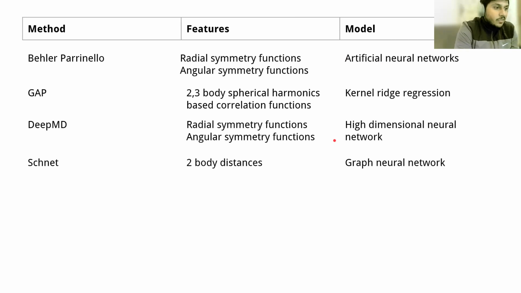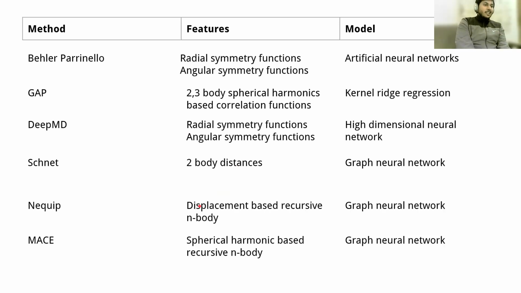SchNet, another deep learning based approach which uses a graph neural network, is only based on 2 body distances. So it's a pure 2 body descriptor. And of course, you can construct some 3 body correlation functions based on just distances. So it can span 2 body completely and 3 body partially, and that's basically what it's based on. Even though it just takes positions as input, it actually transforms that into distances and then works.